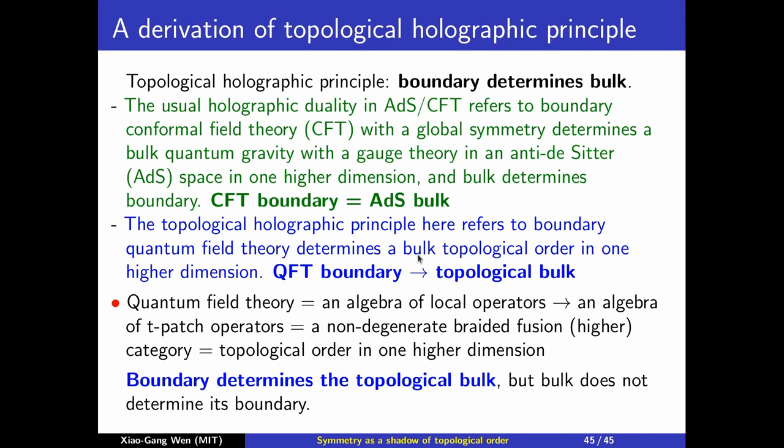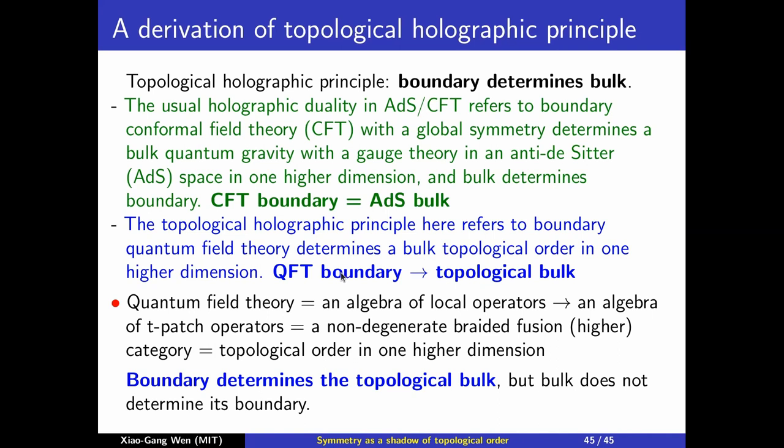However, we talk about something a little different. This topological holographic principle means that the boundary quantum field theory determines the topological bulk, but not the other way. The same bulk can have many boundaries, but the boundary always gives rise to a unique bulk. So this is different from AdS/CFT, but also very closely related. I raise this because I really wish we can bring the two together and see them become the same thing. At the moment they are still different. I hope one day we will say these two are really very similar, the same thing.